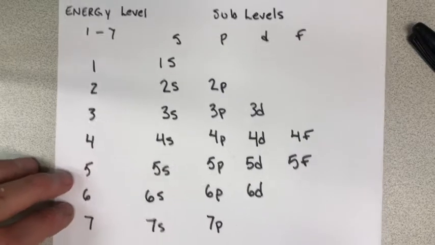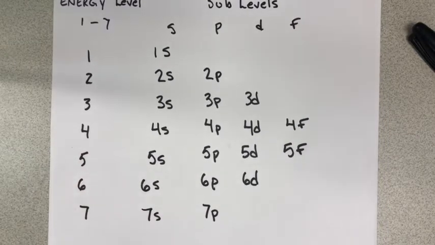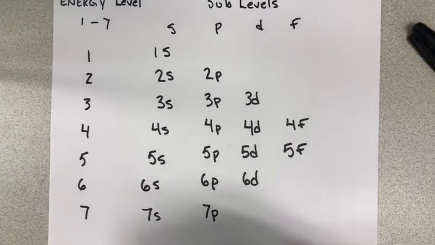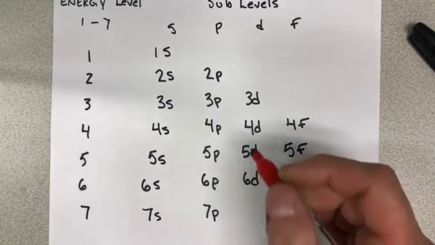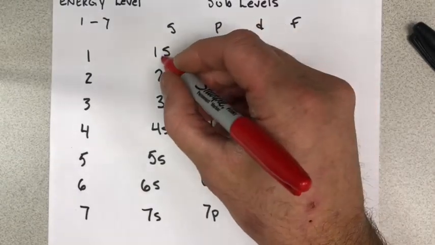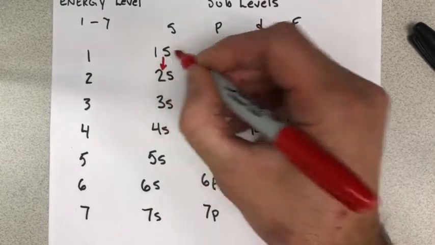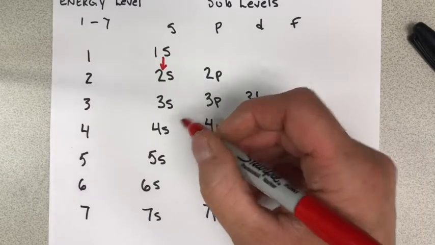Okay, now what this chart is going to allow you to do is understand the order of energy level and sublevel that fills as electrons are built into an atom, okay? So we want to start with our very first sublevel, which is 1s. From 1s, the next thing that fills is 2s, okay?